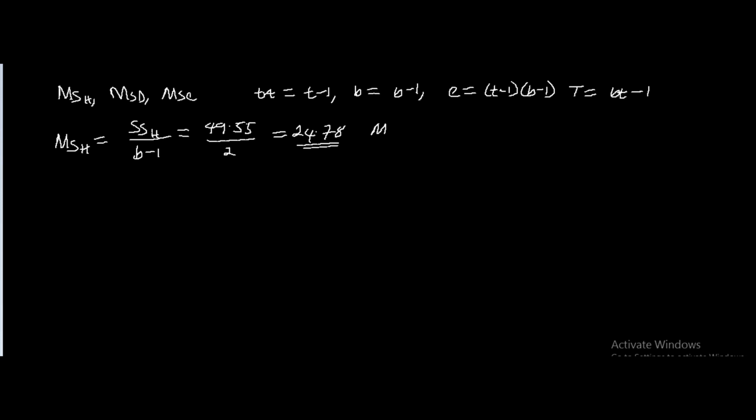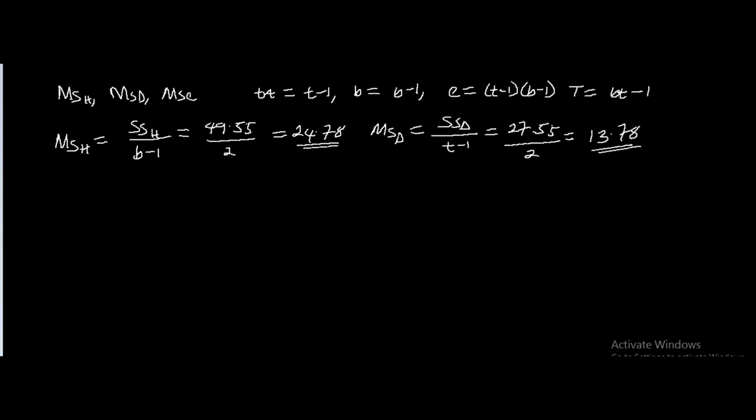So quickly let's look at our MS drug now, which is going to be referring to the treatment. So this is SS drug divided by T minus 1. We had our SS drug to be equal to 27.55. Dividing it by 3 minus 1, which is 2, we are going to have 13.78. So this is our MS drug, 13.78.